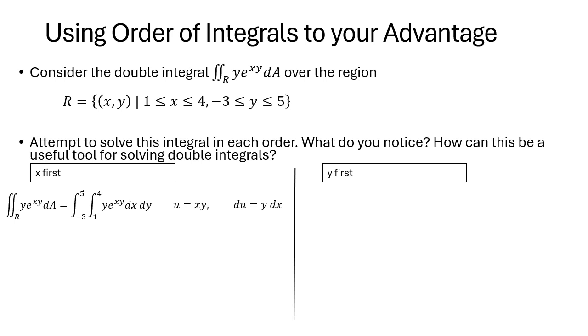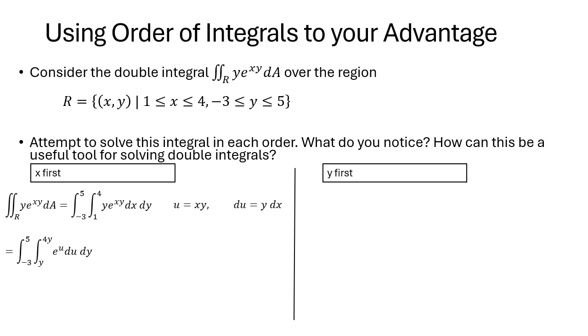Also similar to the intro problem, we have to convert the limits as well. If we plug in the lower limit, x equals 1, that gives us a lower limit of y. If we plug in the upper limit of x equals 4, that gives us an upper limit of 4 times y, because we are just plugging in those numbers for x so that they are limits in terms of u. Also, by making the substitution u equals x times y and du equals y times dx, the integral now becomes e to the u du dy.